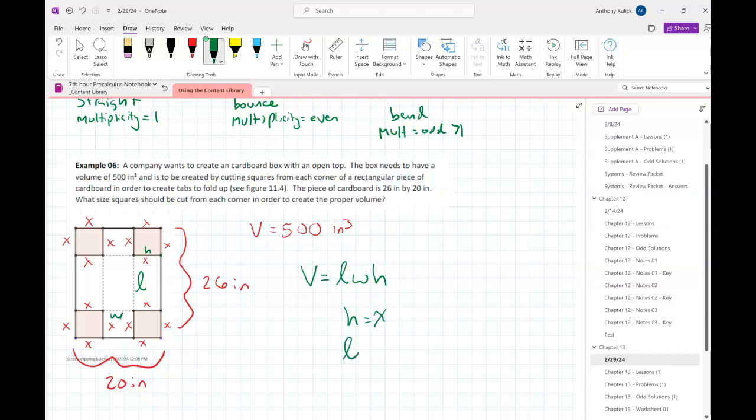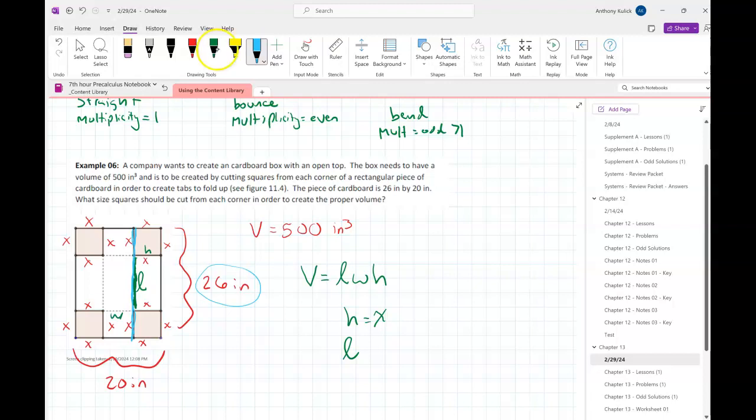Let's do length next. So that's my length. Everybody's okay there? So I know that this is how far? Nope, not 4x. How far is that blue line? 26 inches. Everybody good with how we got 26 inches?